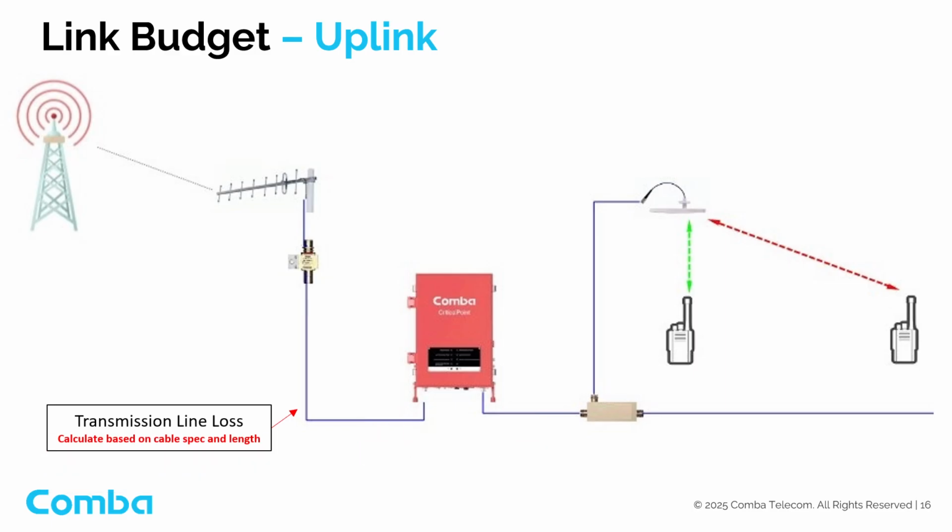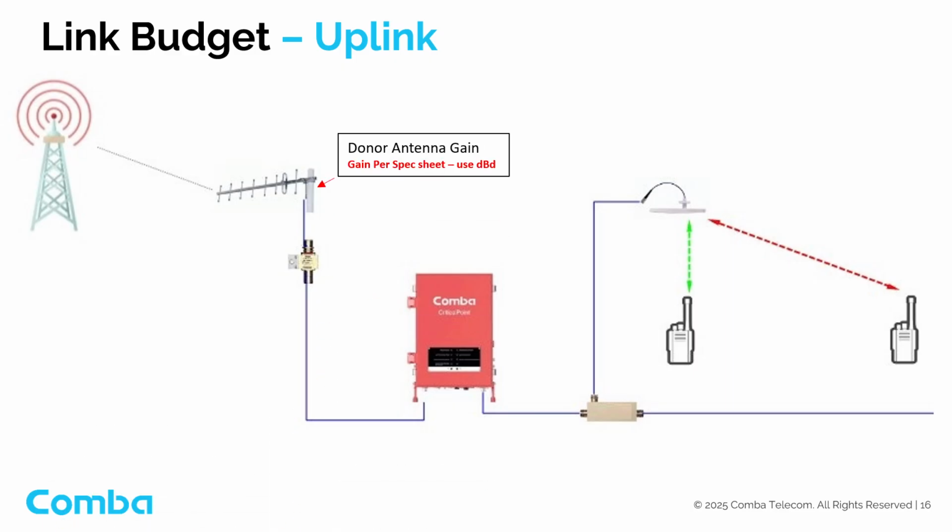Following the BDA, we account for donor antenna transmission line loss, which includes losses from the coaxial cable and passive components, such as lightning arresters between the donor antenna and the BDA donor port. We will use the same transmission line loss as in the downlink link budget. Next, we have the donor antenna. The donor antenna provides gain specified in the manufacturer's datasheet as either dBd or dBi. We will use the same donor antenna gain as in the downlink link budget.